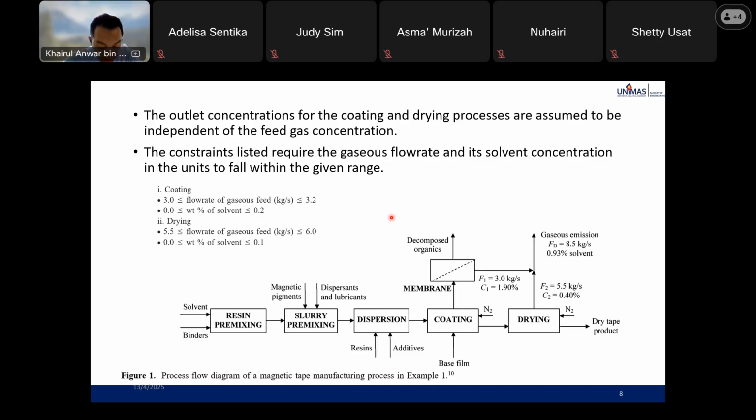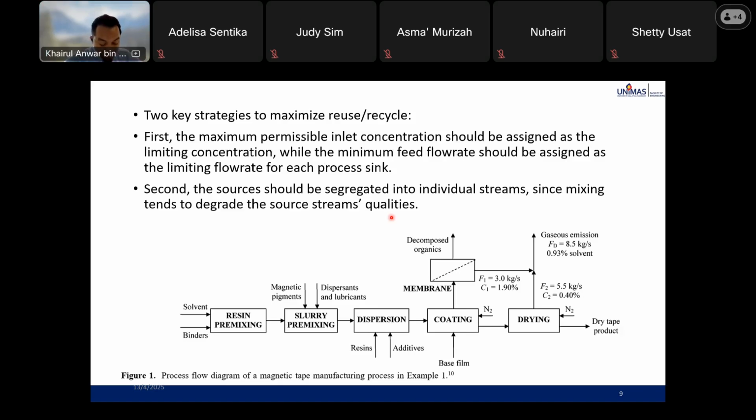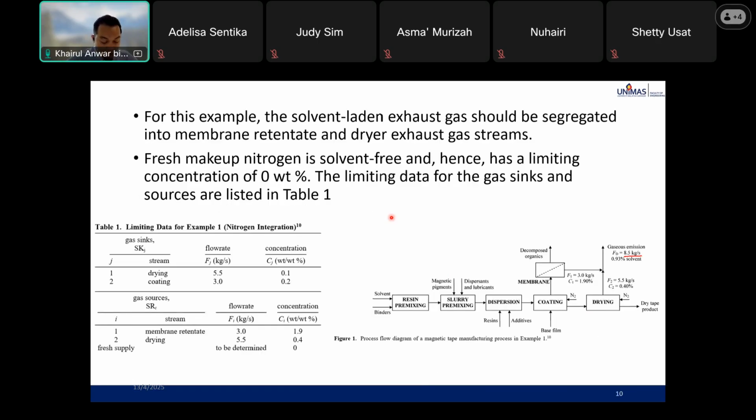El-Halwagi and Fu et al. specify two key strategies to maximize reuse slash recycle. First, the maximum permissible inlet concentration should be assigned as the limiting concentration, while the minimum flow rate should be assigned as the limiting flow rate. Second, the sources should be segregated into individual streams, since mixing tends to degrade the source stream qualities. So for this example, the solvent-laden exhaust should be segregated into membrane-rotated and dryer exhaust gas streams.